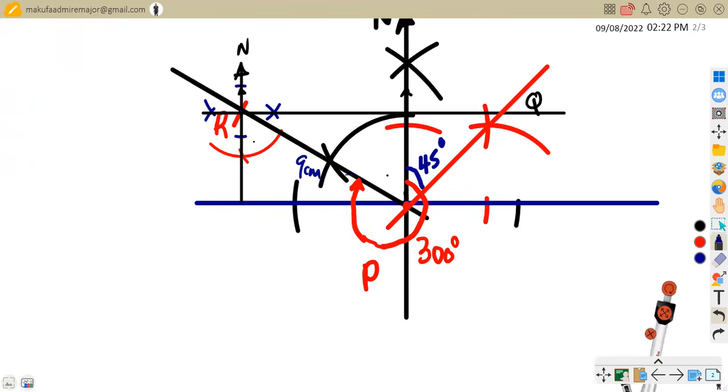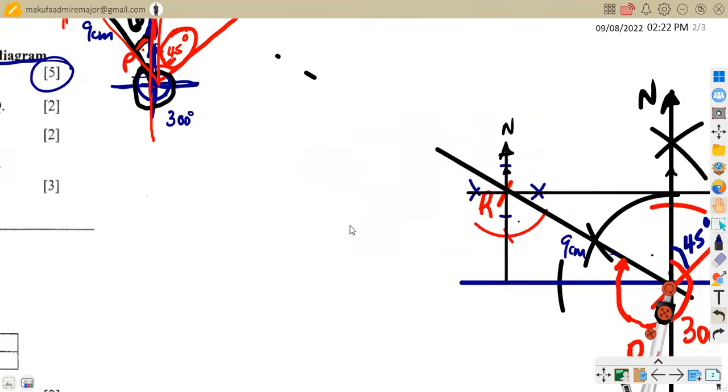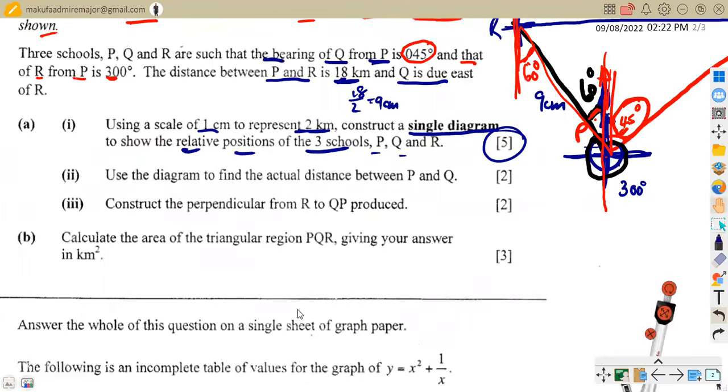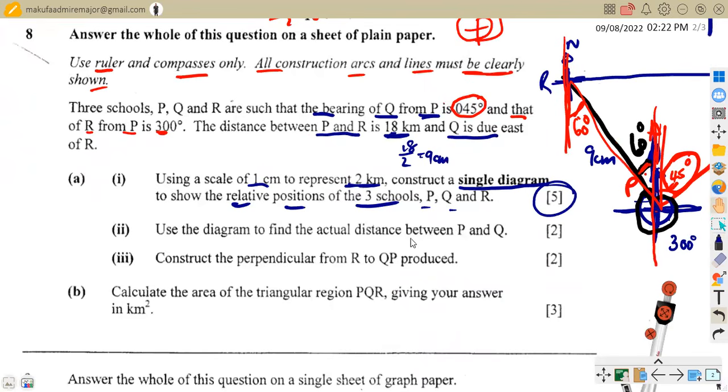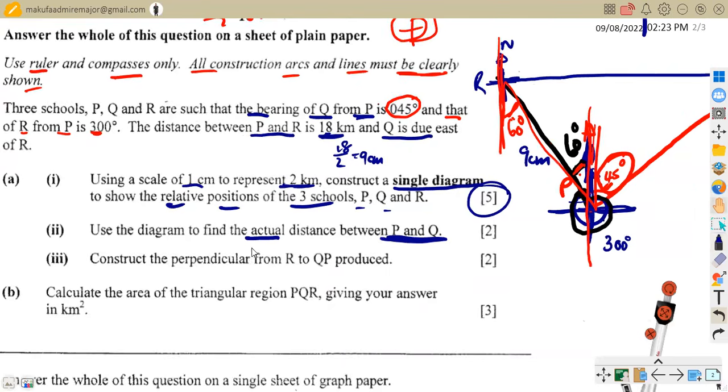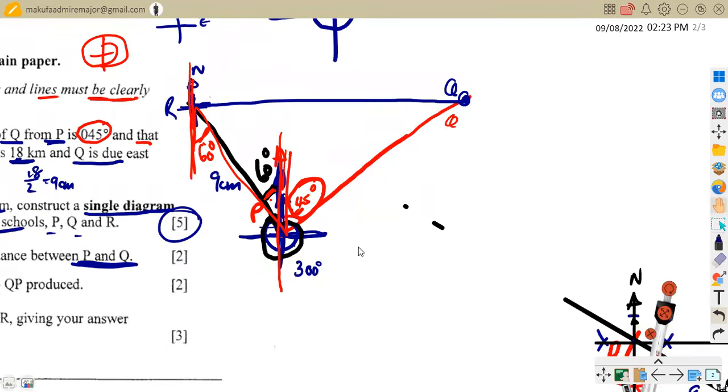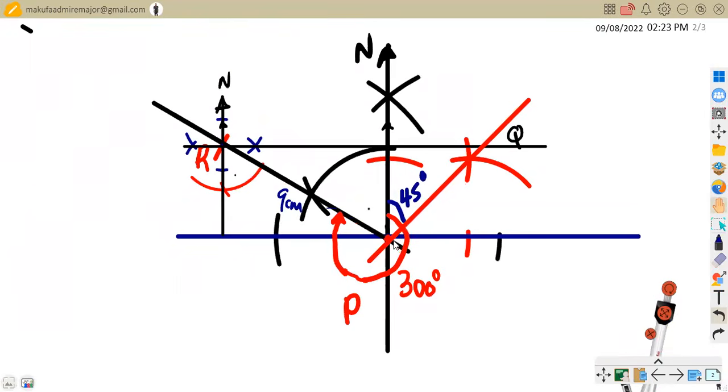So let us see the other question that we are being given. In this part, we are now given item 2. We are given: use the diagram to find the actual distance between P and Q. So this is just distance. Take note, it is the actual distance. So you measure the distance between P and Q first. This is your P here, and this is your Q on this diagram. Your Q is directly at the point of intersection here. So you measure this distance. That is what you're going to do. You have to measure that distance.